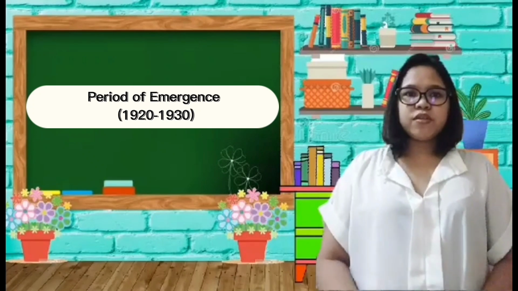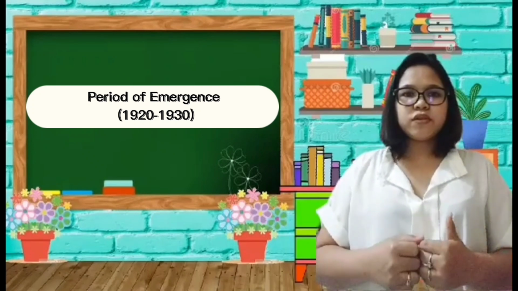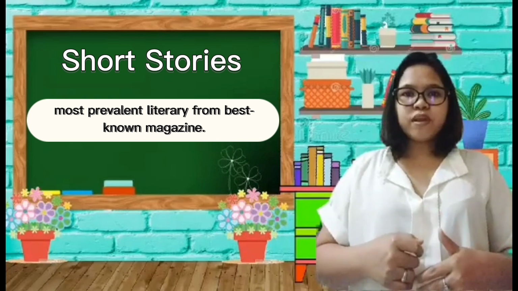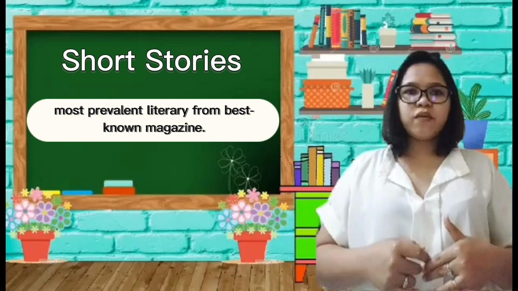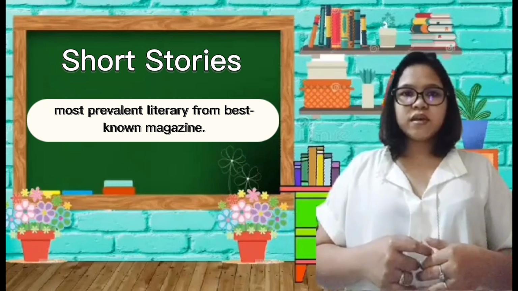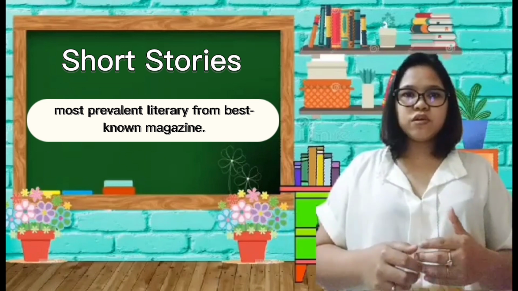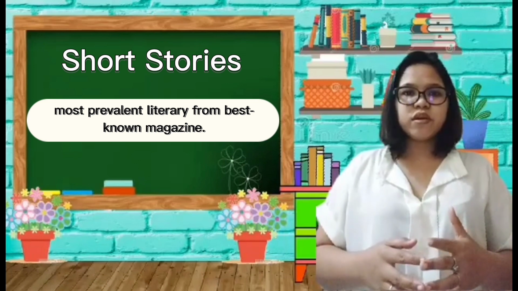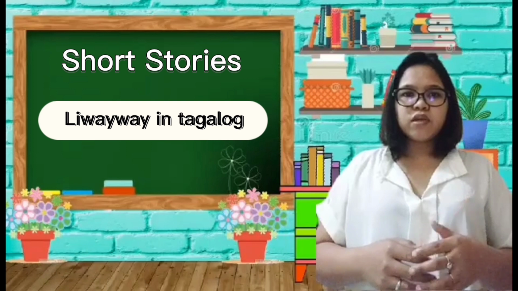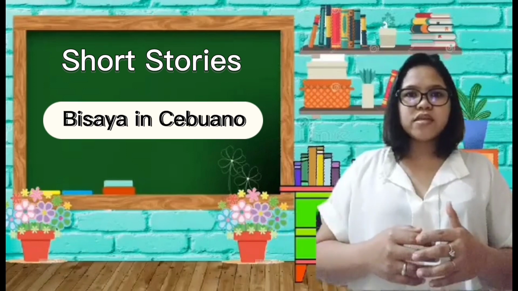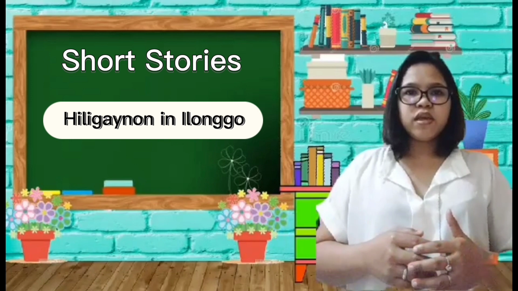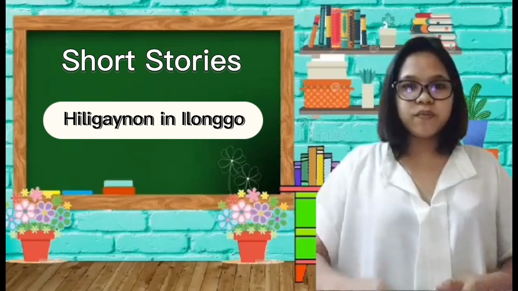Period of emergence, 1920 to 1930. Short stories were the most prevalent literary form. The best known magazines that capitalized on short stories and poems were, in 1922, Liwayway or Tagalog, 1930, Bisaya or Cebuano, 1934, Hiligaynon or Ilonggo.